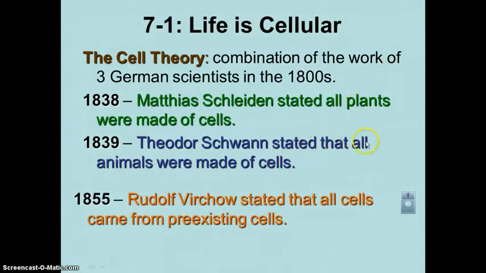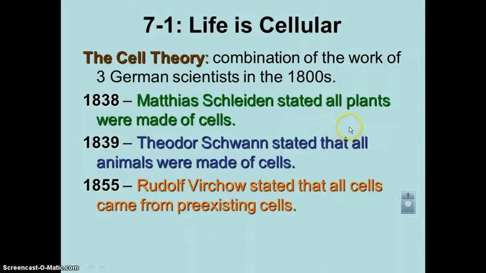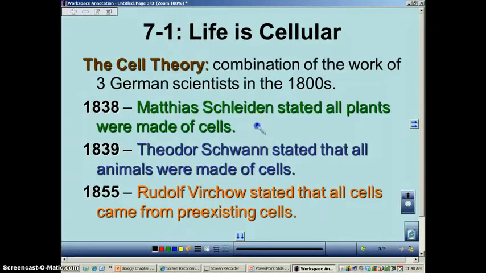The third guy, about 15 years later, Rudolf Virchow, stated that all cells came from pre-existing cells. Now, if you can remember from a previous chapter, when we talked about biogenesis, remember life comes from other living things? This fits really well with that statement. The only way a cell is created is it has to be made from a pre-existing cell. And remember, that is going to be done through a process called cell division.